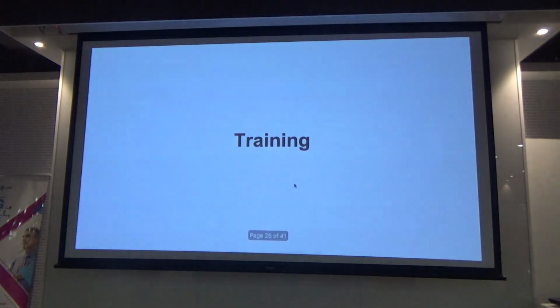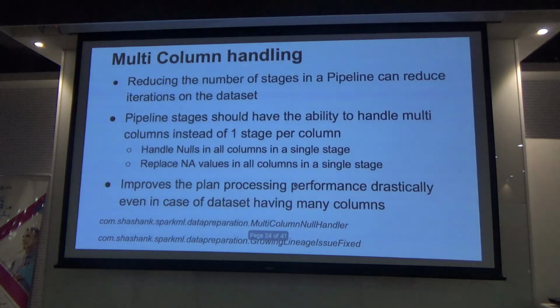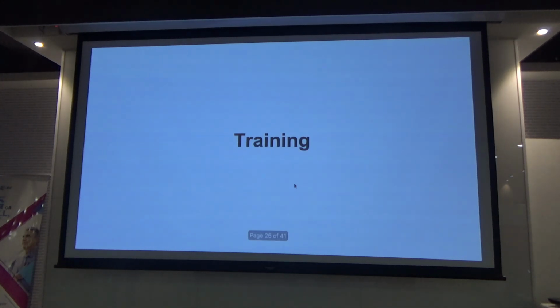So the code is completely self-serving. You can just pull the code, right click and then run. Everything will run without any issues. It will just download the dependencies and run automatically. So next we'll go to the training part of the equation.